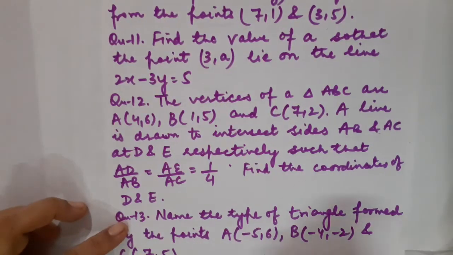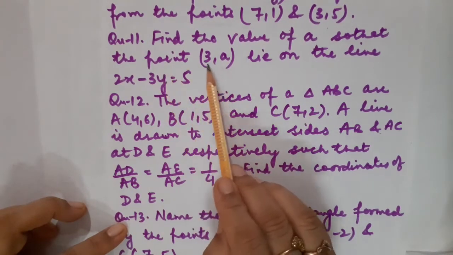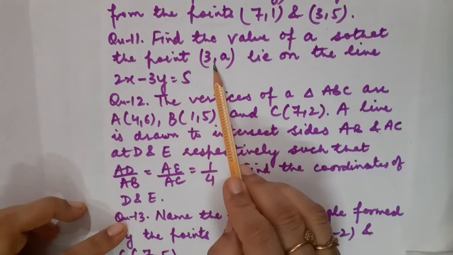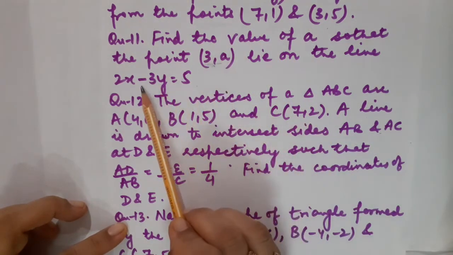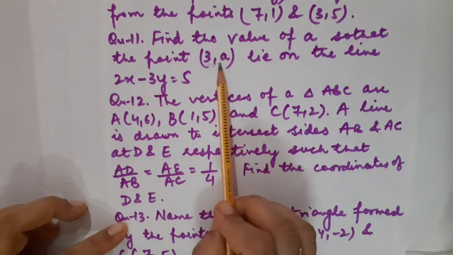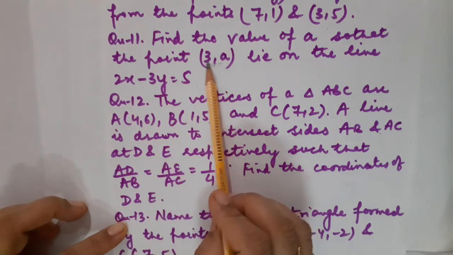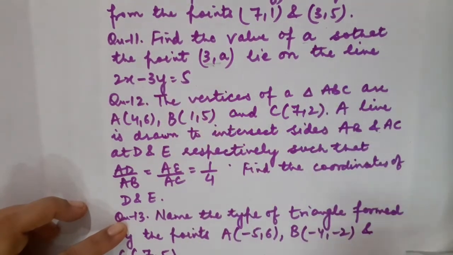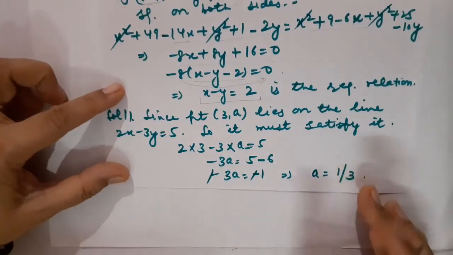Question number 11. Find the value of a so that point (3, a) lies on the line. Children, the same concept I explained to you in my previous video also. When a point lies on this line, definitely this point is going to satisfy this line. So in place of x I can put 3 and in place of y I can put a to calculate the value of a. So here is the solution, children.